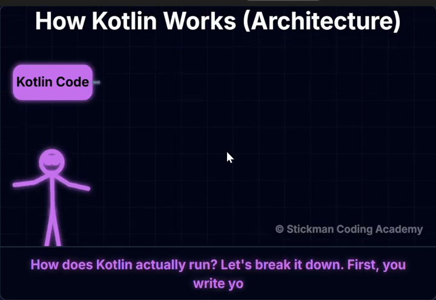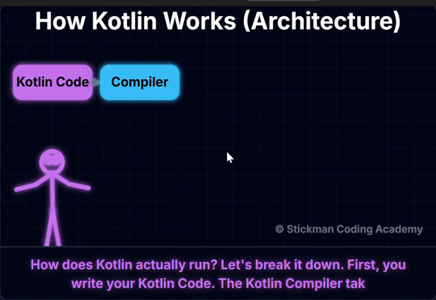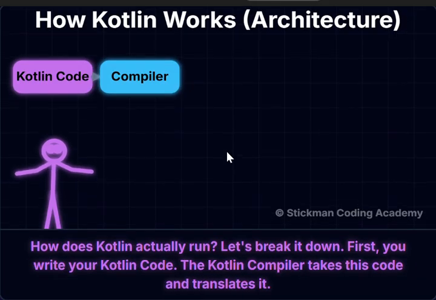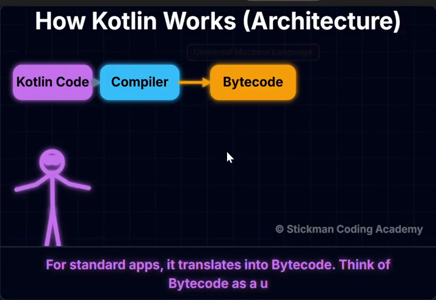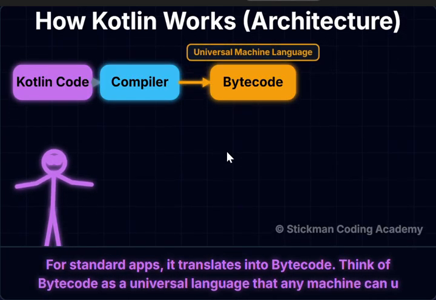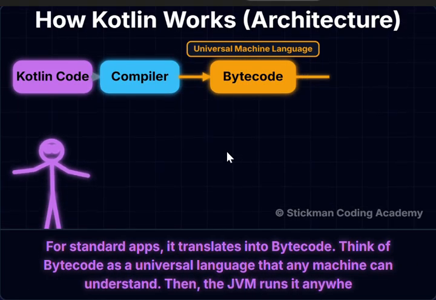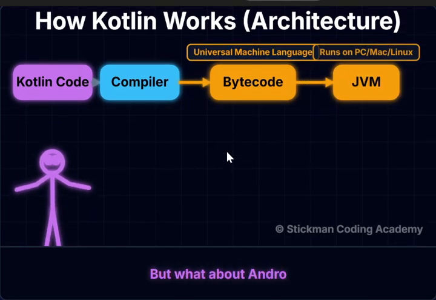How does Kotlin actually run? Let's break it down. First, you write your Kotlin code. The Kotlin compiler takes this code and translates it. For standard apps, it translates into bytecode. Think of bytecode as a universal language that any machine can understand. Then the JVM runs it anywhere.